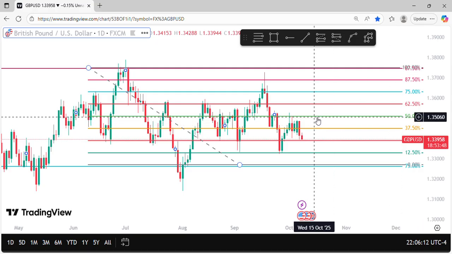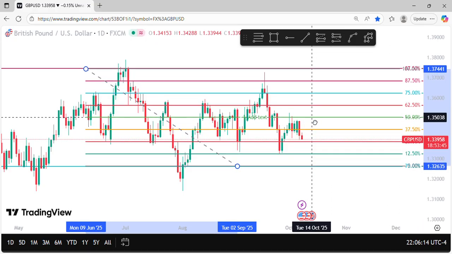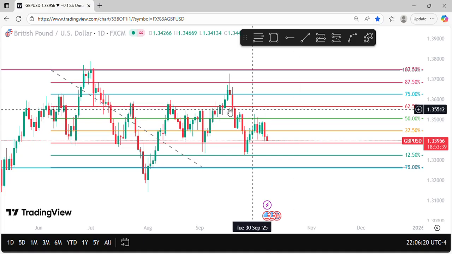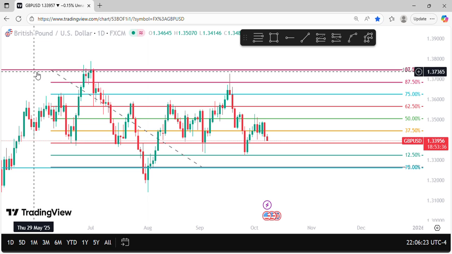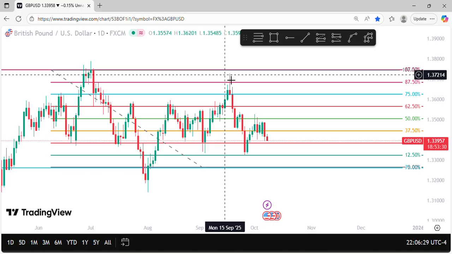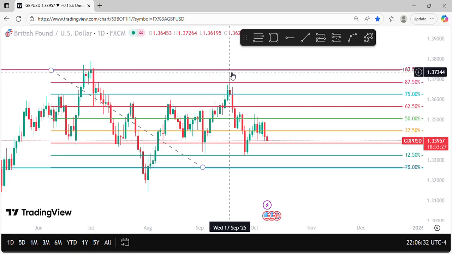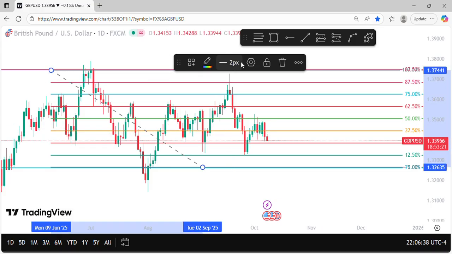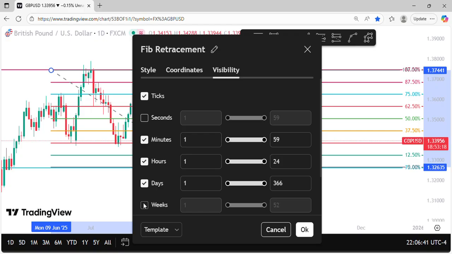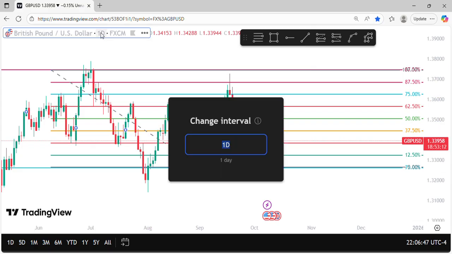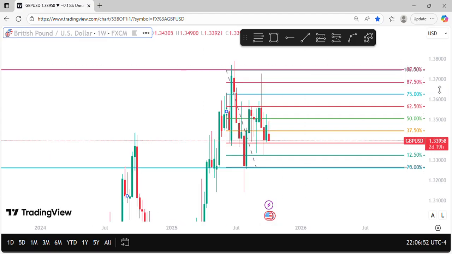So what you see here is me taking the 87.5 daily range, where price has already tapped and failed to touch again, and then the 75 DRT level. Let me show this to you guys on the weekly. Exactly, so this is what I mean.